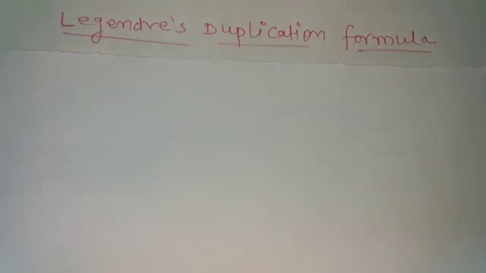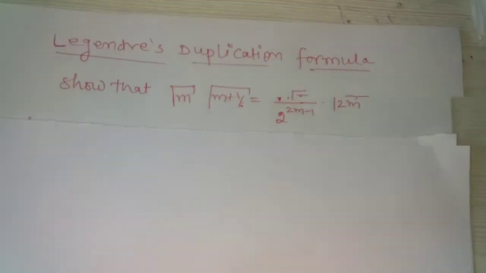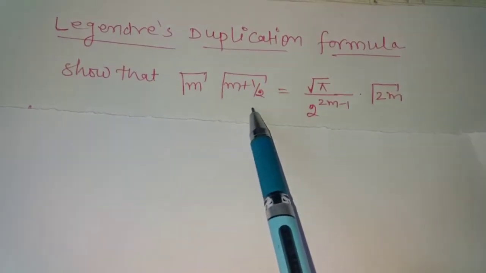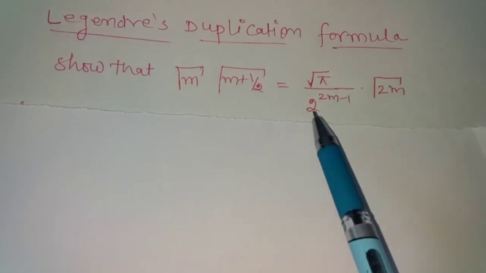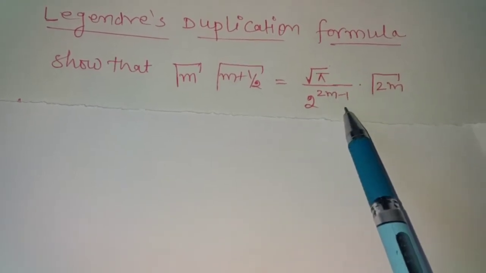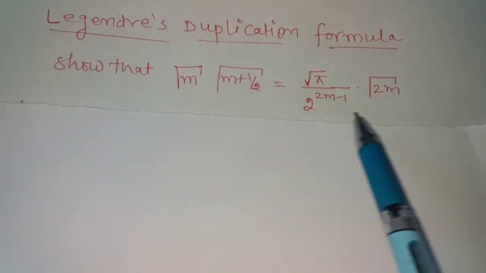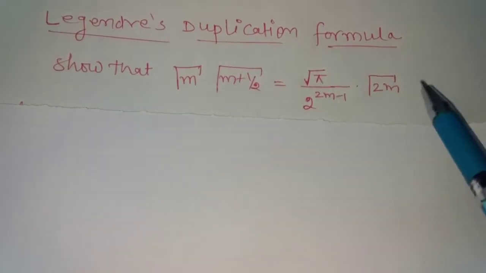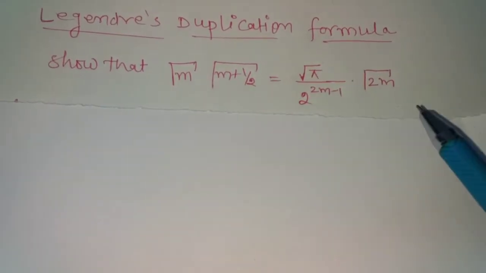So what is the Legendre duplication formula? It is gamma m into gamma m plus half equal to root pi upon 2 raised to 2m minus 1 into gamma 2m. This relation is known as Legendre's duplication formula. So now we establish this relation.